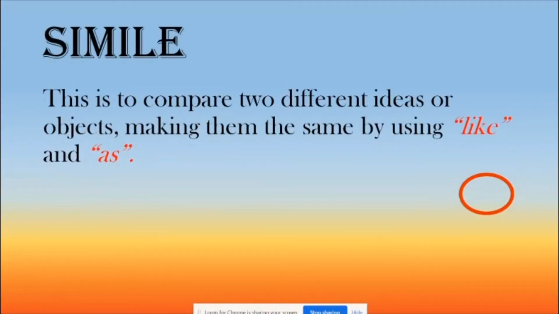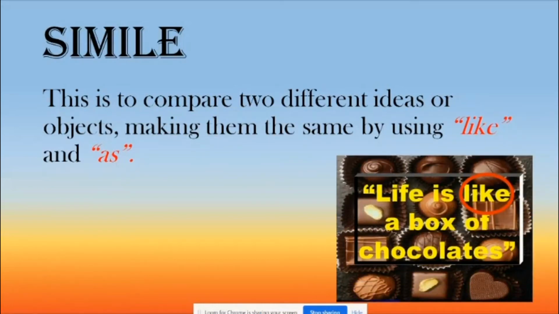Simile is comparing two different ideas or objects by making them the same using the words like or as to connect them. For example, life is like a box of chocolates. You're comparing life to a box of chocolates, and as you can see, it used the word like to connect those two different things.